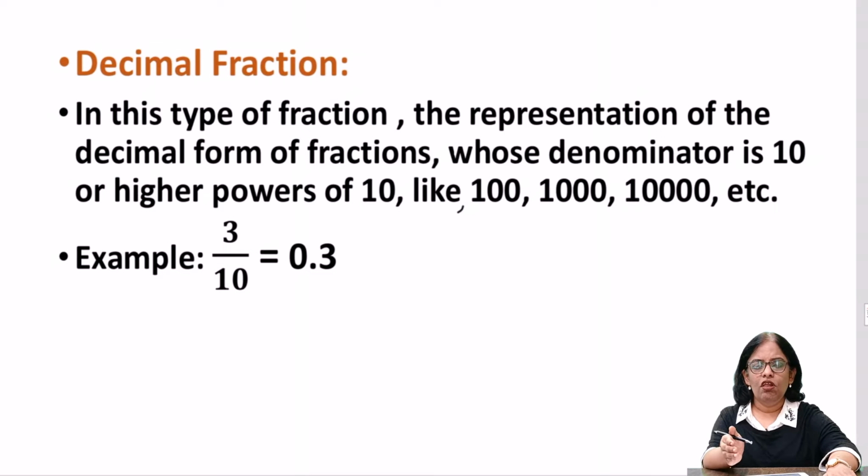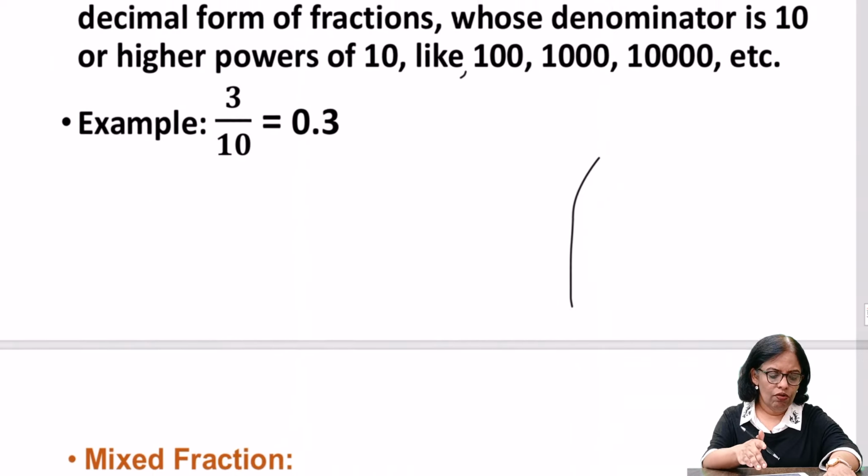Suppose it is 3 upon 100. So the answer will be what? 0.03. This is called a decimal fraction. In this way, you can utilize 1000, 10,000 as a denominator and you can find out the values of your decimal fraction. Now, the next is what?